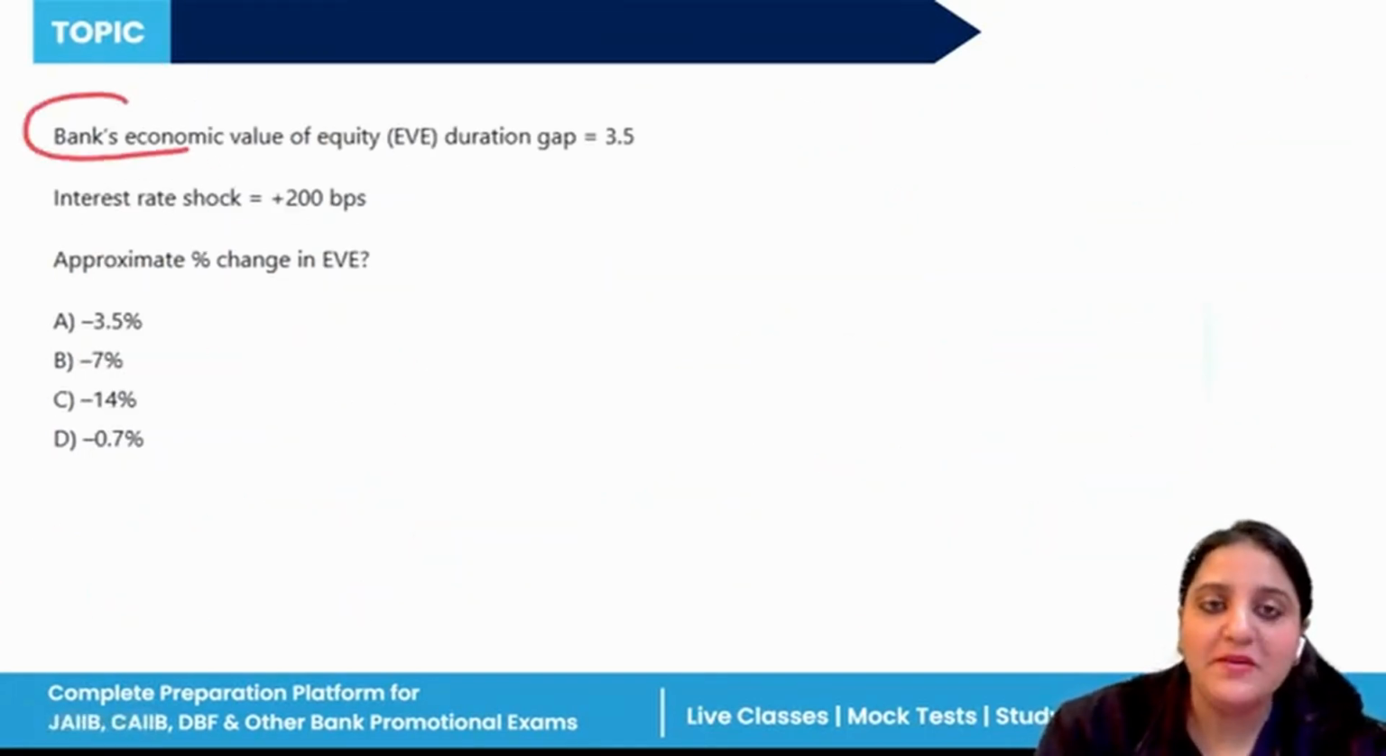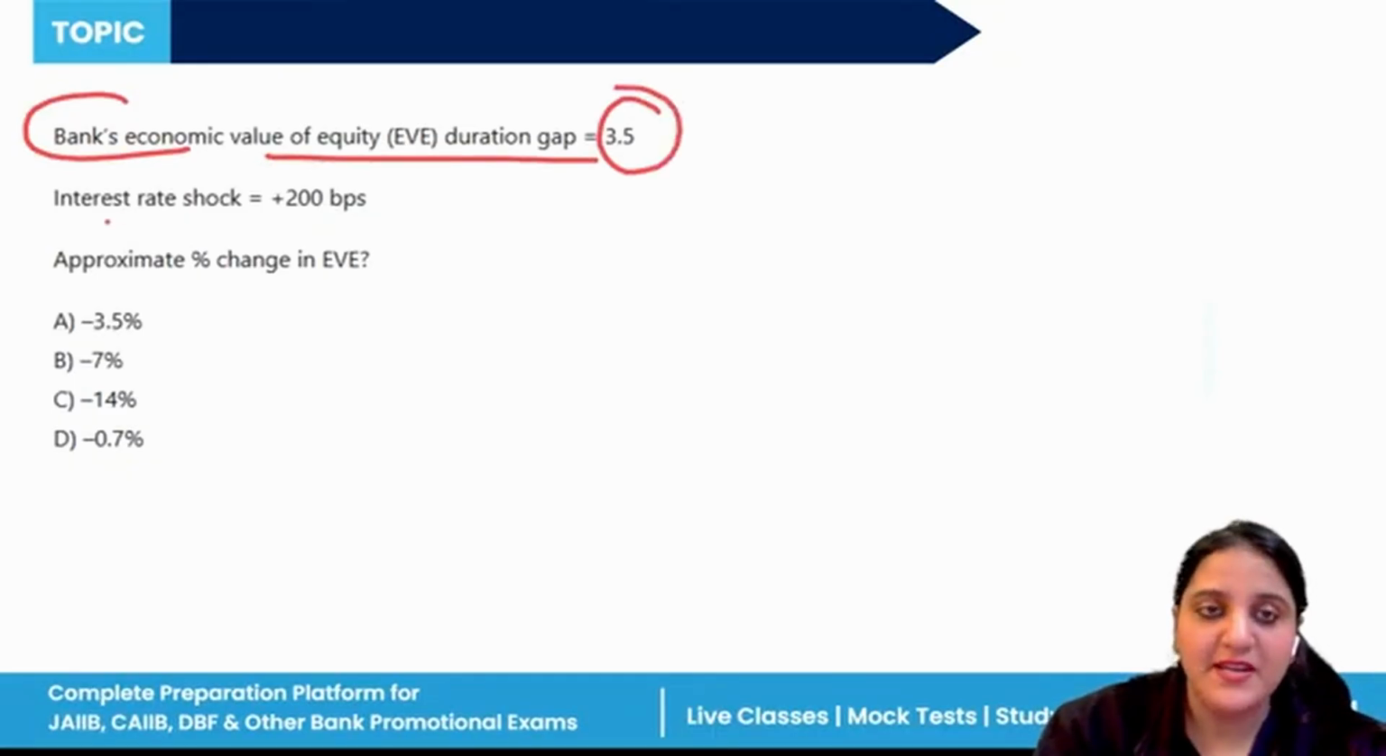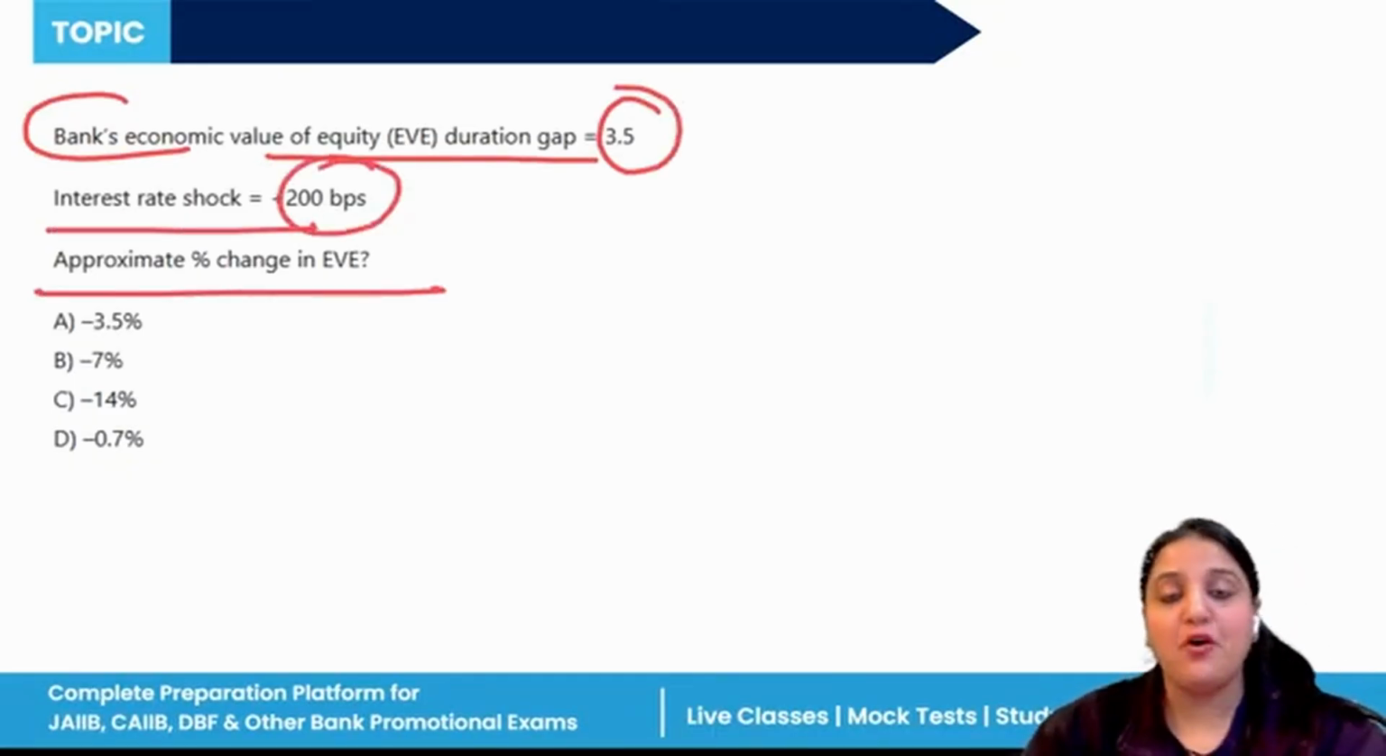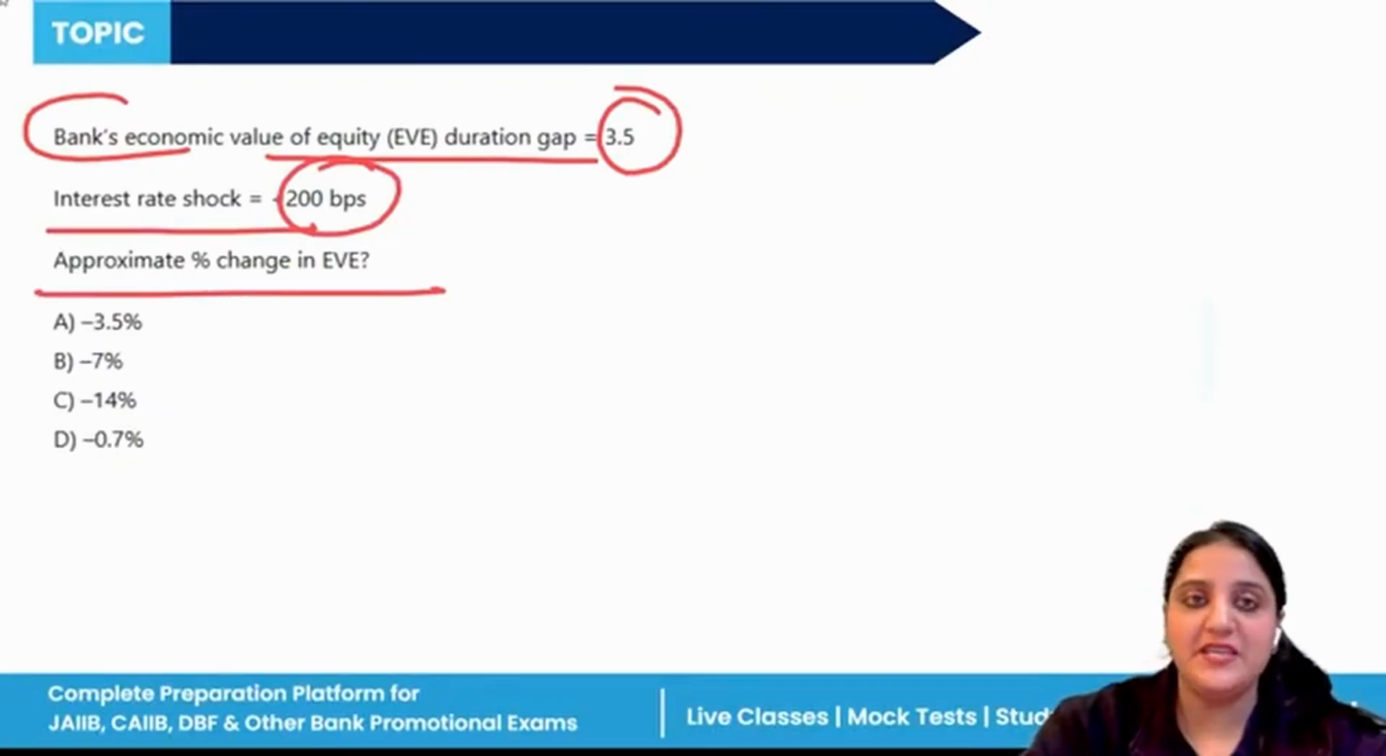Now, for a bank's economic value of equity, the duration gap is given and the interest rate shock is given. What is the approximate change in EVE?